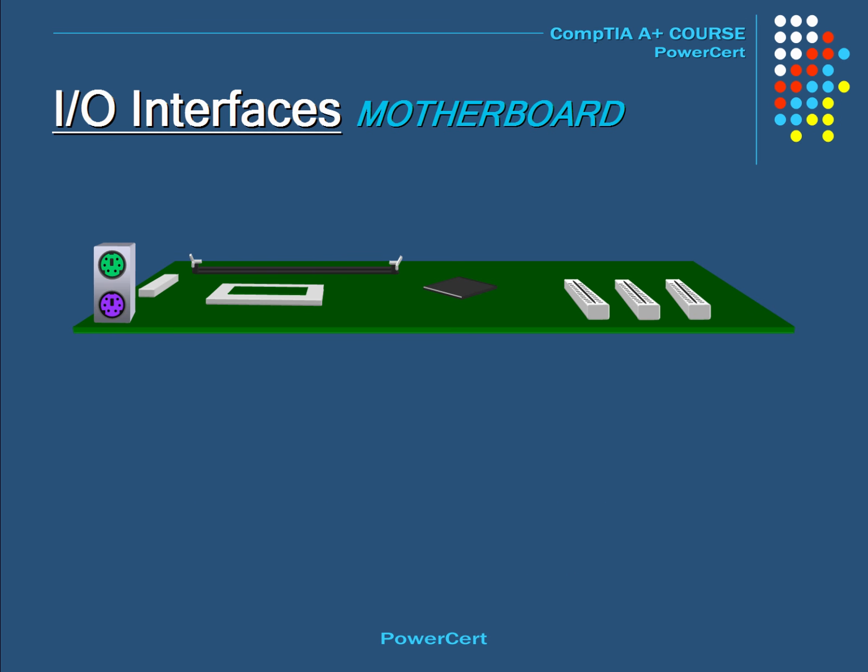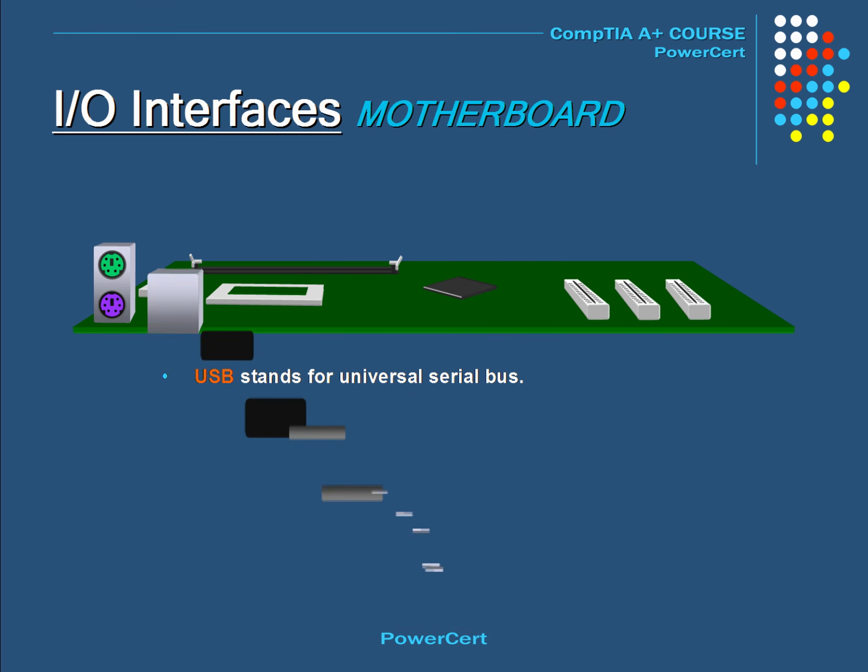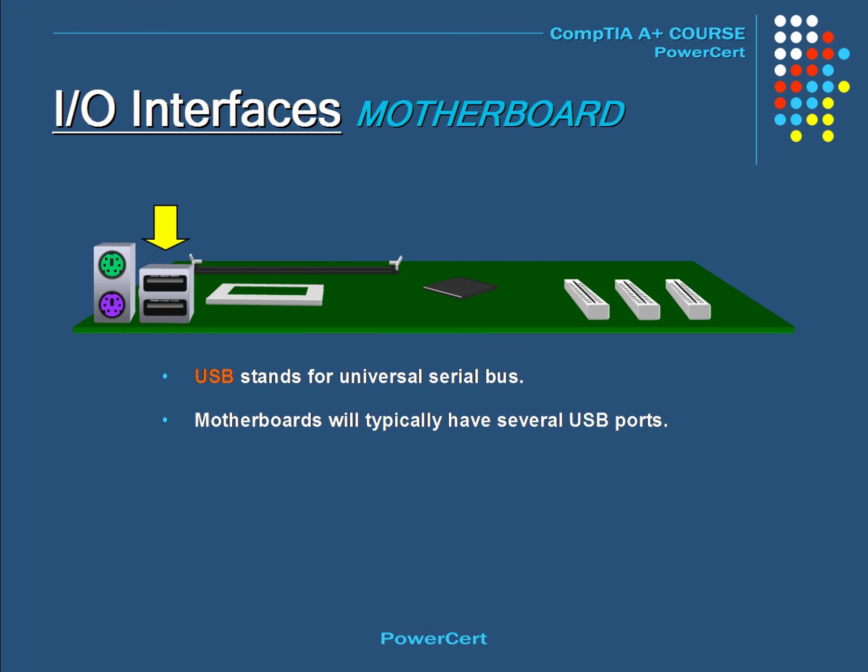The most common interface on a motherboard is the USB port. USB stands for Universal Serial Bus, and motherboards will typically have several USB ports because there are so many different peripherals that utilize the USB interface, such as keyboards, mice, cameras, external drives, and printers. In addition to connectivity, the USB port also supplies electric power to that specific peripheral. Some USB ports are mounted on the rear input-output panel, and some are located directly on the surface of the motherboard.